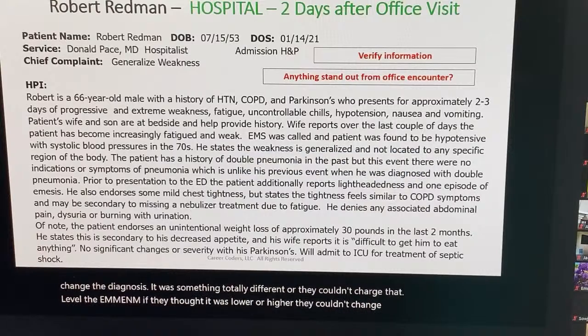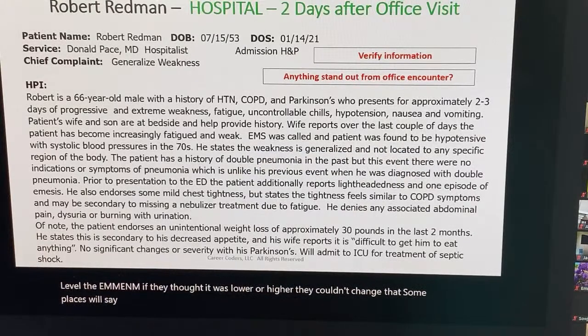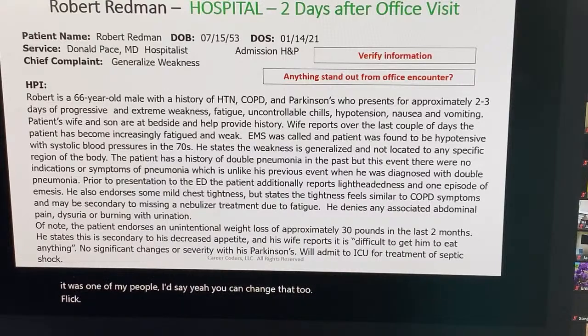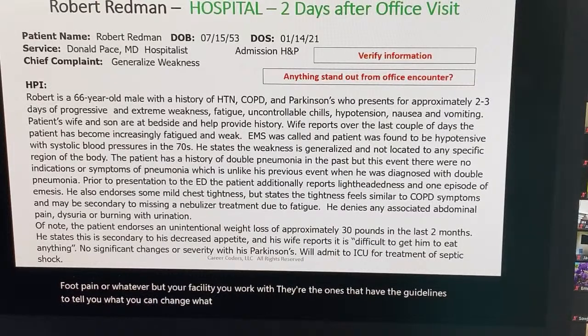Some places would say, if the diagnosis is not correct, and it's pretty much there, such as probable gout, if it was one of my people, I'd say, yeah, you could change that to foot pain or whatever. But your facility, they're the ones that have the guidelines to tell you what you can change, what you can't change. You must go by their guidelines. I myself do not believe in changing anything until you talk to the doctor first.